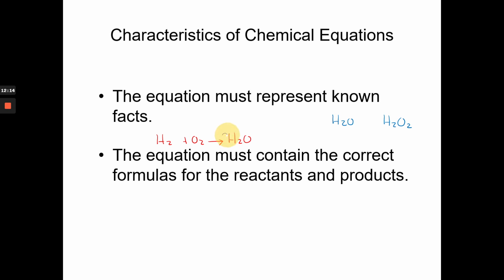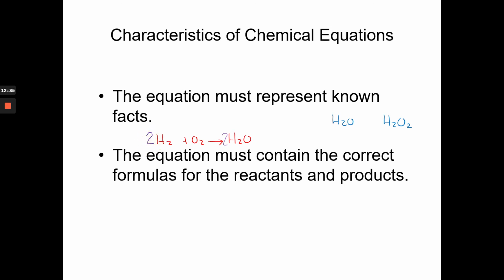So if I add a coefficient 2 here, now that gives me 2 oxygens on the product side and I have 2 on the reactant side. Of course, now I have 4 hydrogens on the product side. So I'm not going to change the subscript 2 on the reactant side to a 4. Instead, I'm going to add a coefficient 2.